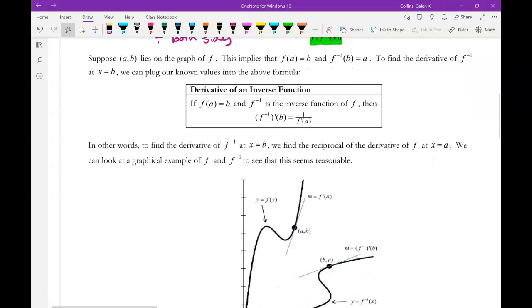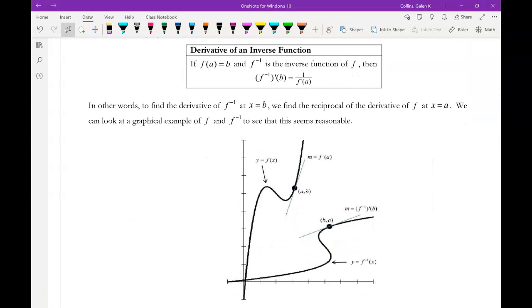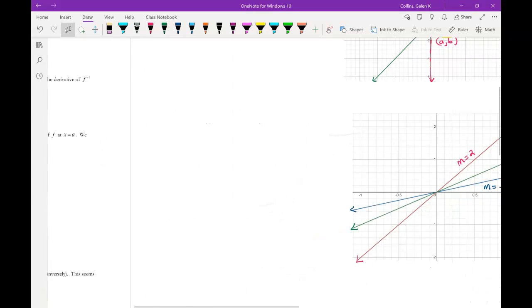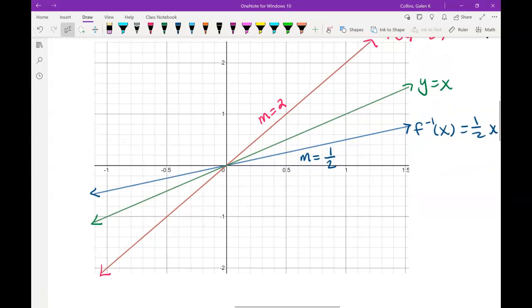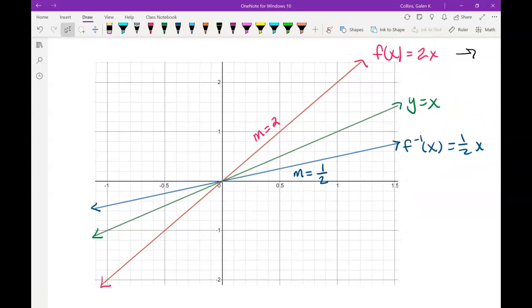All right, so in other words, if we're finding the derivative at x equals b, we are just finding the reciprocal of the derivative of f at x equals a. So going back to that linear example, this one's easy because we don't really have to evaluate the derivative for different values of x because they're lines. For my red line, I don't need to pick a particular value because my derivative is always 2 since that's linear. But again, I notice that the derivative of the inverse function is the reciprocal, 1/2.